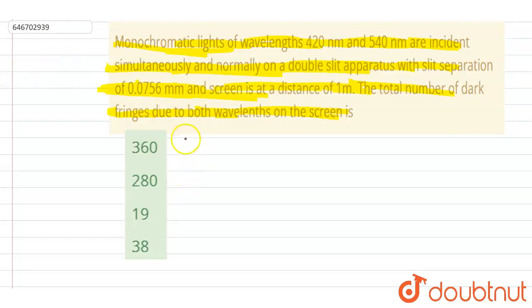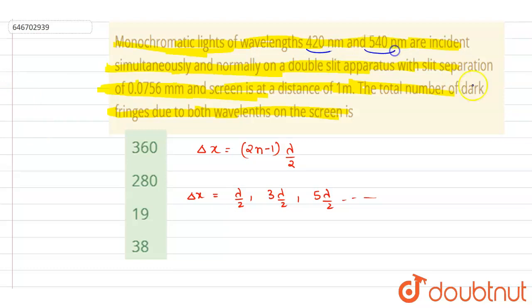Dark fringes form when the path difference is an odd multiple of lambda by 2. What does it mean? It could be lambda by 2, 3 lambda by 2, 5 lambda by 2 and so on. These are the path differences where the dark fringe will be created. Lambda is given here, so you can get the path differences for which minima, the dark fringes, will be created.